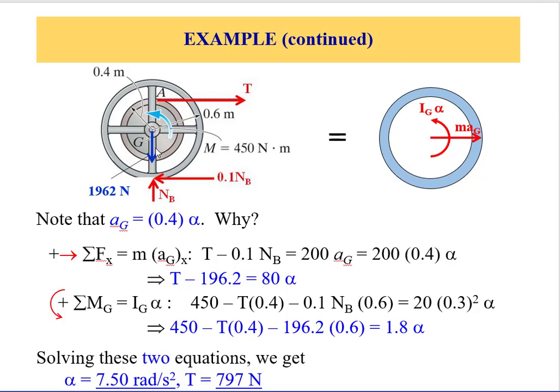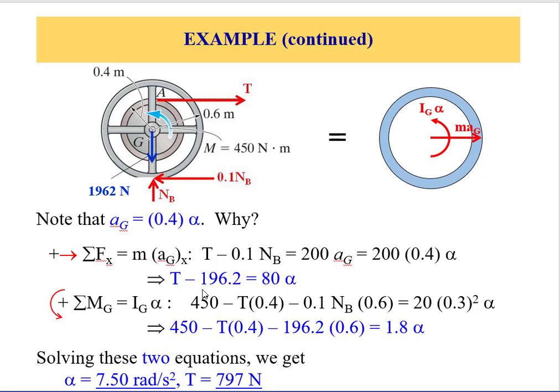Now, apply the summation of forces in x, where to the right m a_G is positive, so m a_G equals T minus 0.1 N_B. Okay, so this is another equation here.